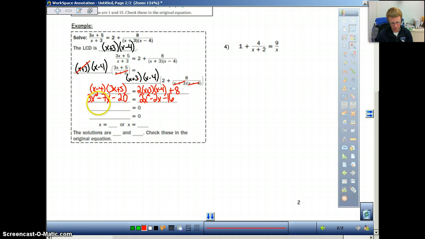So when we bring everything to one side, we get x squared minus 5x minus 4. And if you were to try and factor this, you would find that this cannot be factored.